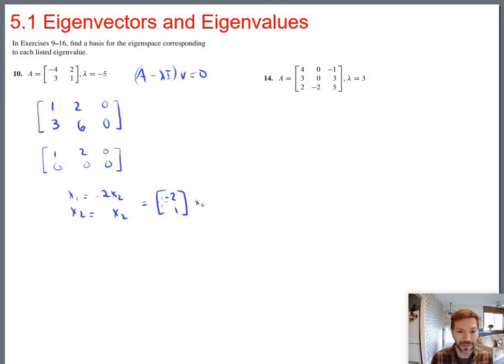So it should be that if I multiplied negative 2, 1 times A, I would get 10, negative 5, and you can double check that to make sure. I won't do it this time.